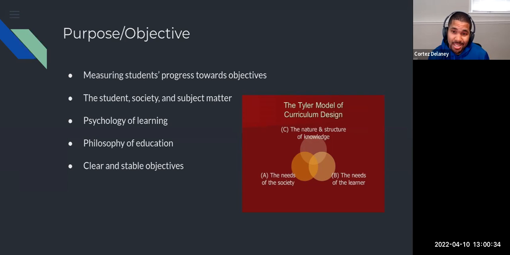So what this means is that before deciding to use the Tyler model, an evaluator must first make sure that objectives of the program being evaluated are clear and stable while using the program. Again, if the objectives are not clear and stable, then the Tyler model should not be used. Let's go to the next slide.